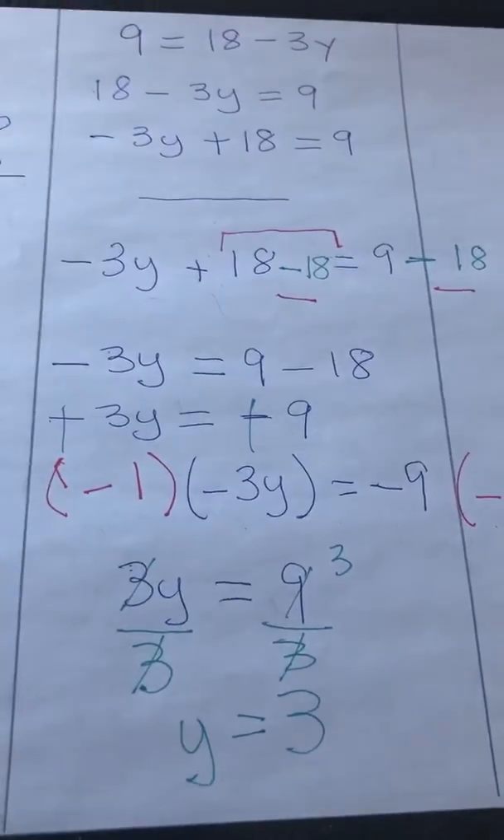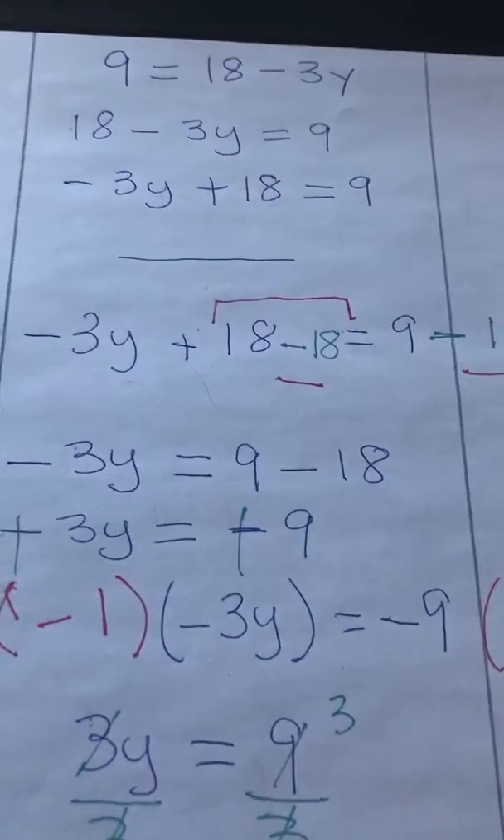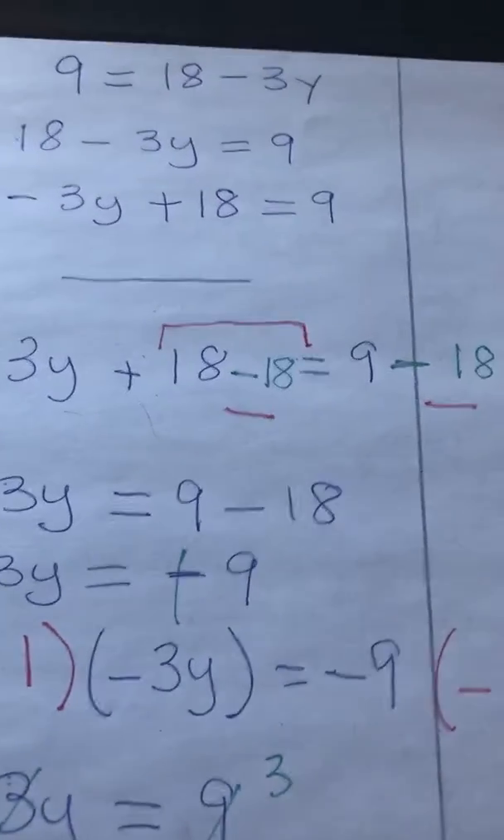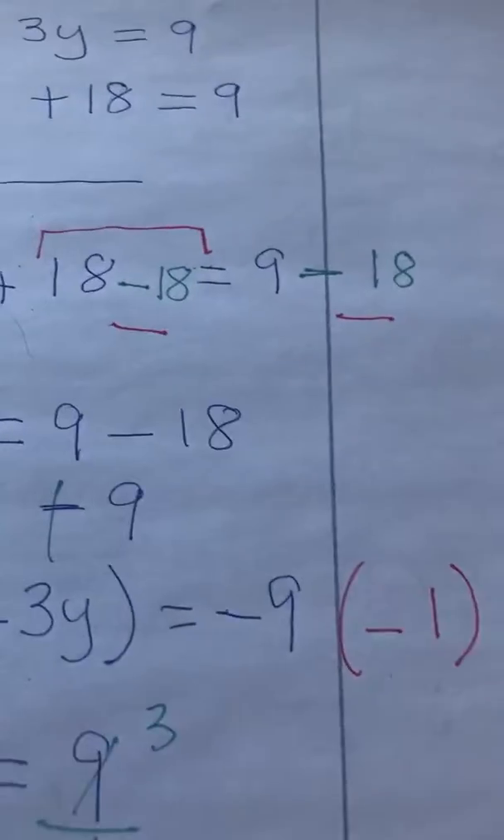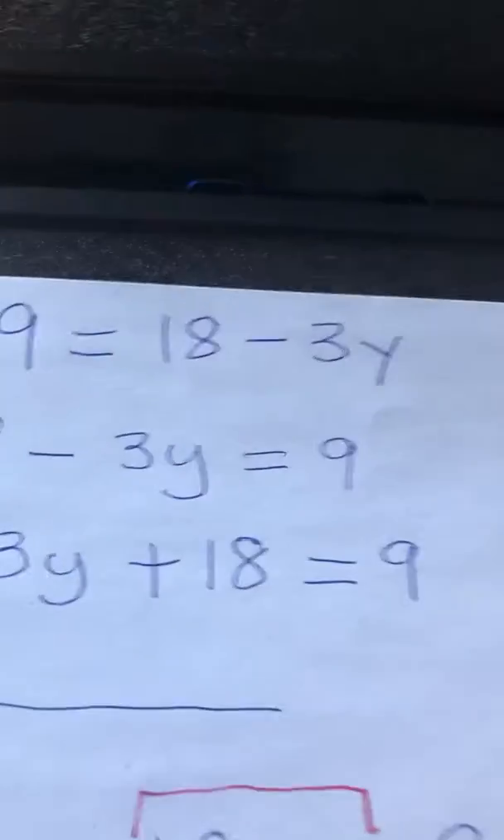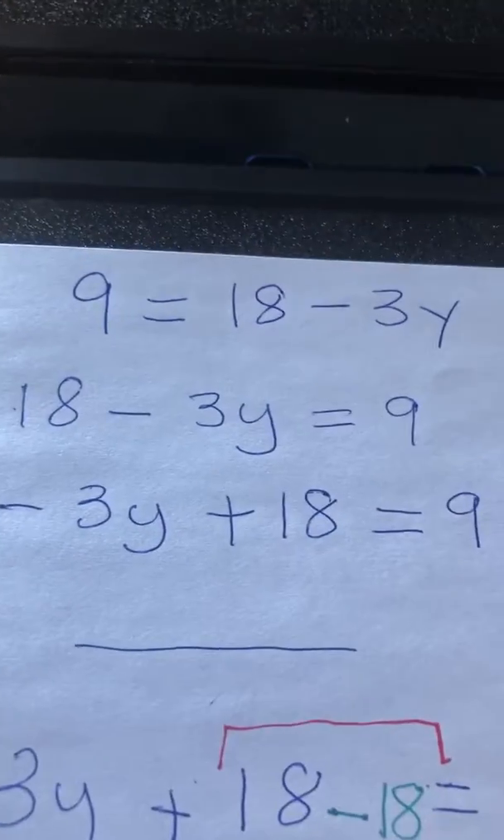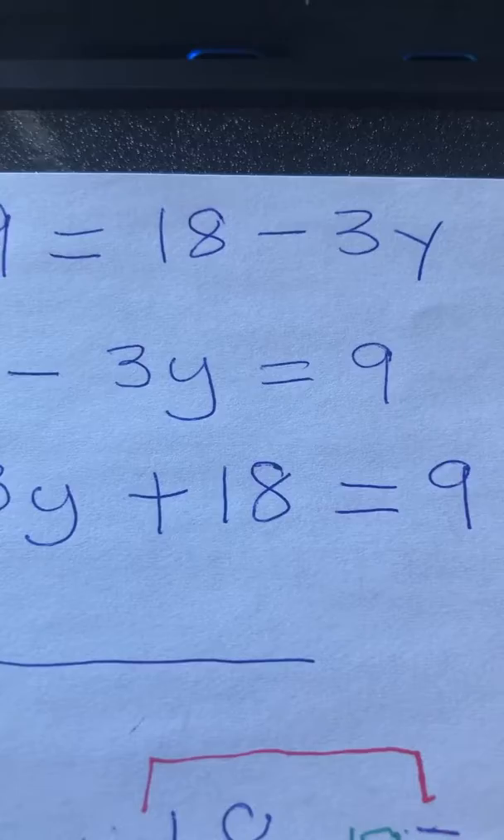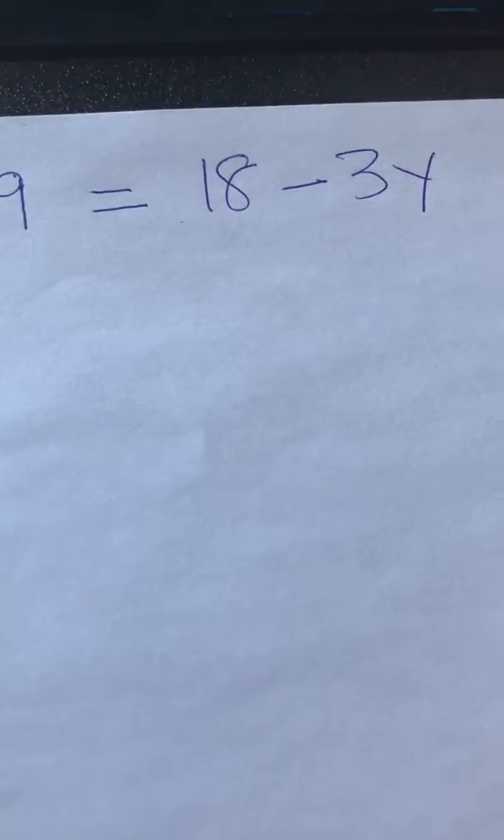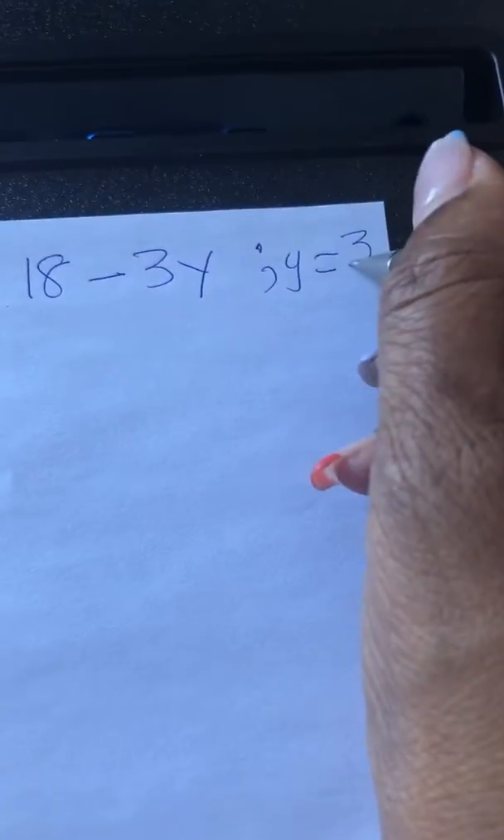But don't rush to write down your answer. Go back now and let's double check. We double check by substituting y equals 3 into the original equation. The original equation is 9 equals, remember there, 9 equals 18 minus 3y. So when we have this, we're going to substitute now for y equals 3. Let's see if it works.